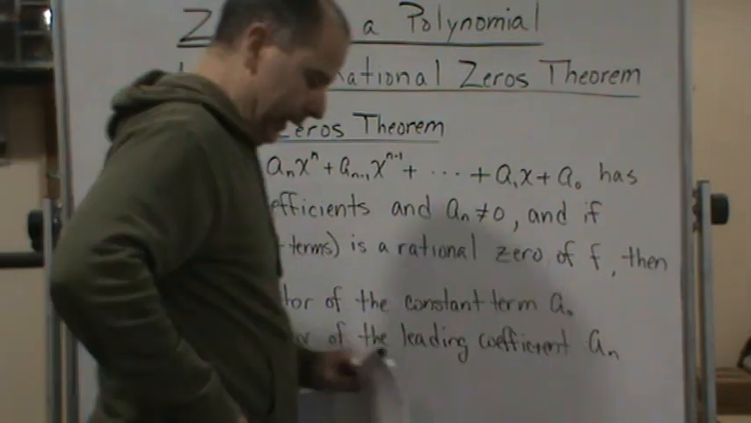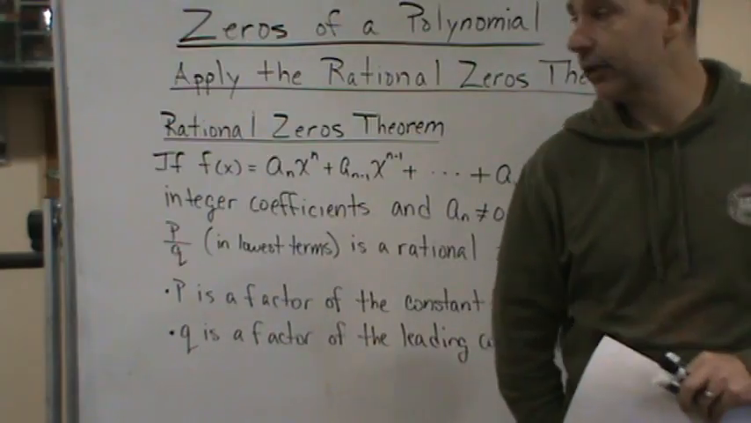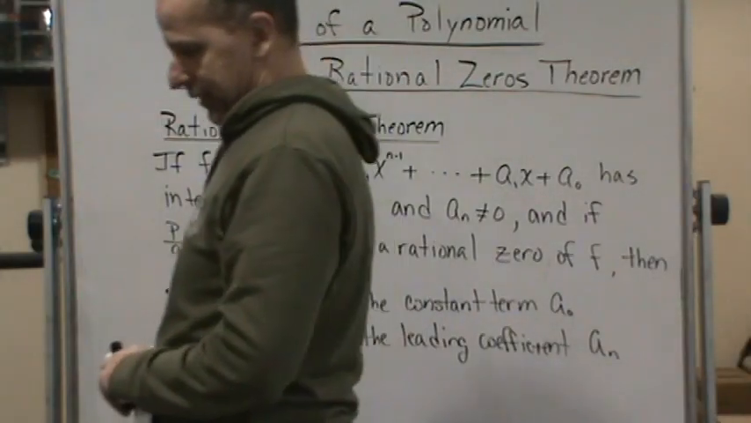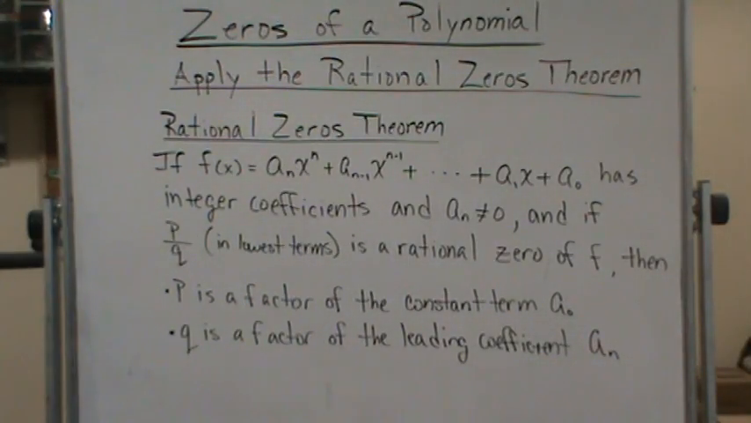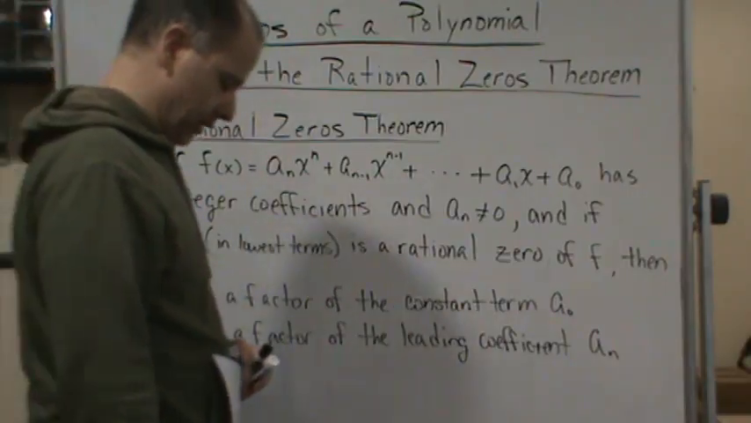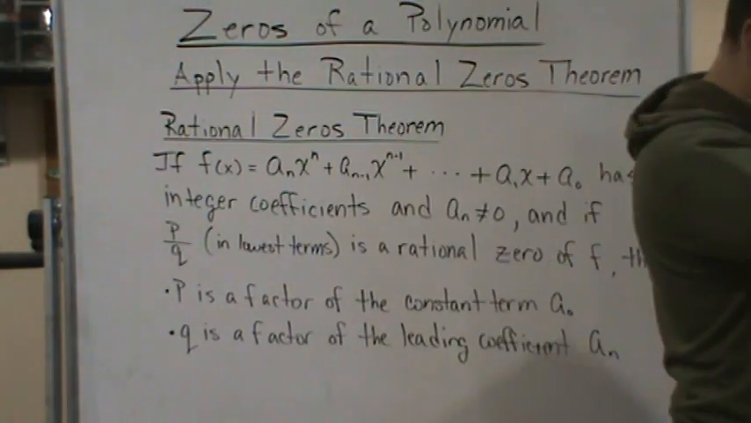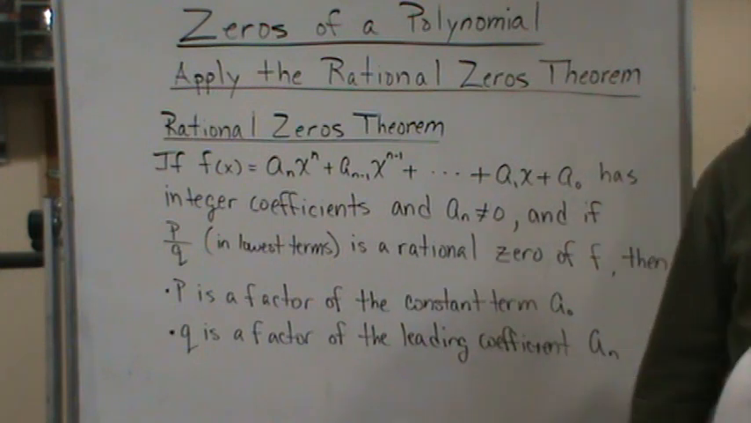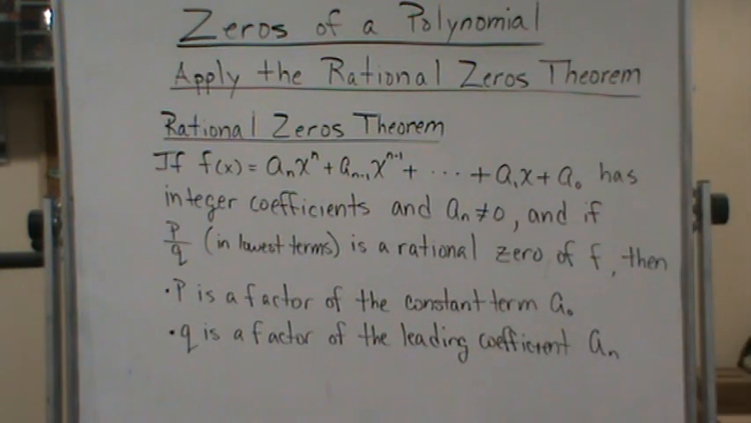Okay, hi there. So what we're going to start doing is we're going to start looking at and talking about the zeros of a polynomial. And so to start with, in mathematics there are a lot of applications of polynomials. And so it's important to be able to find or approximate the zeros of polynomials. And so that's what we're going to start focusing on in this section here. And we're going to start talking about the rational zeros theorem.